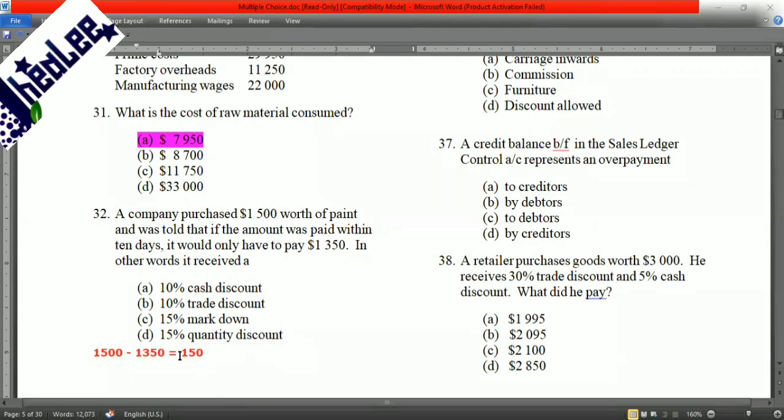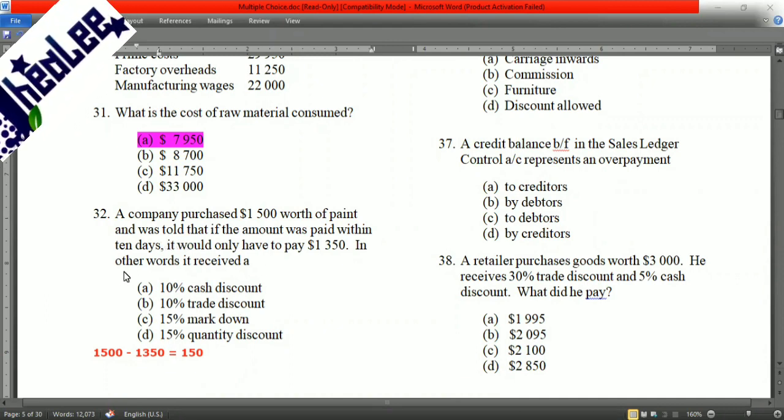Now, this 150, what is it? It is a discount. There is a discount of 150. The fact is, we need to ascertain what kind of discount it is. Because the person paid within the 10 days, this would be a cash discount. So without even calculating, we know that our response is A, because there's nothing else there with cash discount.